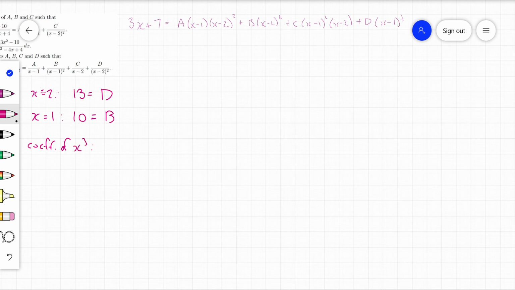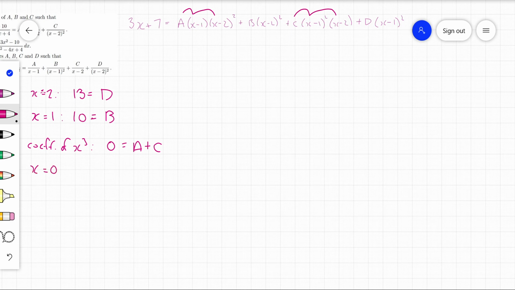We could do, let's try the coefficient of x cubed. Is a nice one because we've got no x cubed on the left, and the only x cubes we're going to get come from the a. So we've got a times x squared, and the c times x squared times x. So we know a equals negative c, or 0 equals a plus c. Alright, let's try something else.